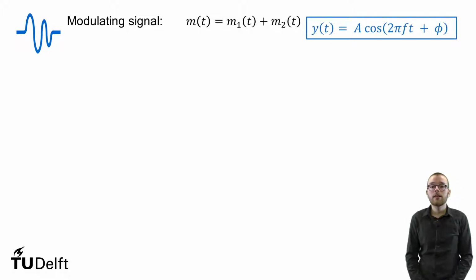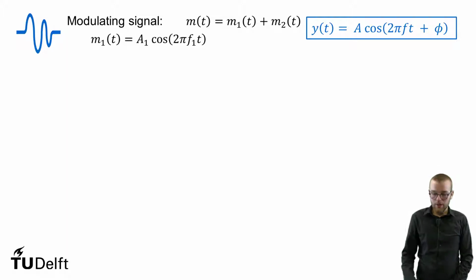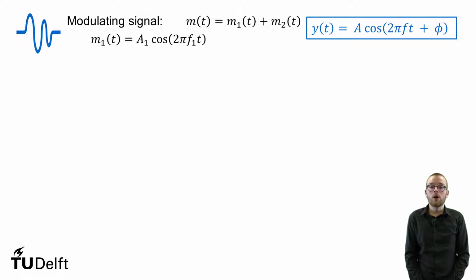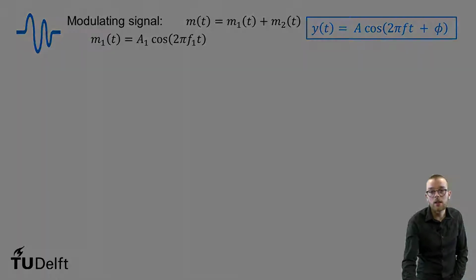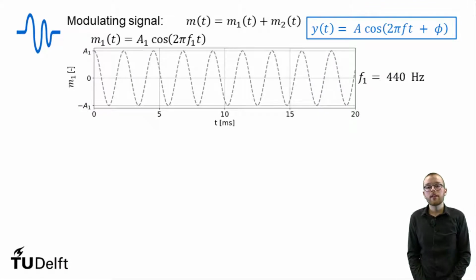Remember that generally a wave can be described by a cosine with frequency f, phase phi, and amplitude a. Our first note is given by the cosine of frequency f1 and amplitude a1 with 0 phase, so phi is 0. Let's take a look at how this looks graphically. On a timescale of 20 milliseconds and with a frequency of 440 Hz, the following graph is created.